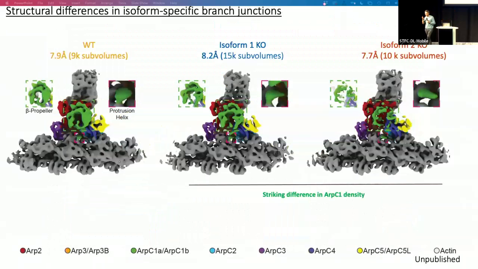So we solved 3 structures for isoform-specific branch junctions, again in cells, to higher resolution than we did previously. We here acquired around 250 tomograms or so. And we could see that in one of the isoforms, the stability of one of the subunits is really changed, changing the stability of the complex itself, and therefore potentially altering also how the network is stabilized. So you can see this here in this green little rectangle.